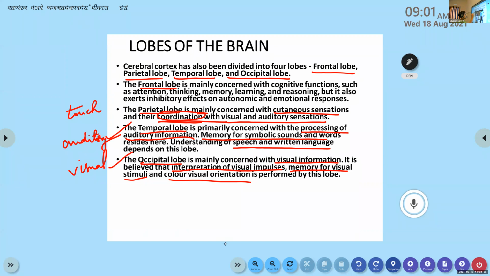You can add one more thing in the frontal lobe. Personality is dealt with by the frontal lobe.